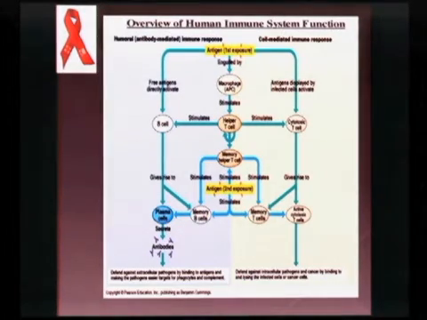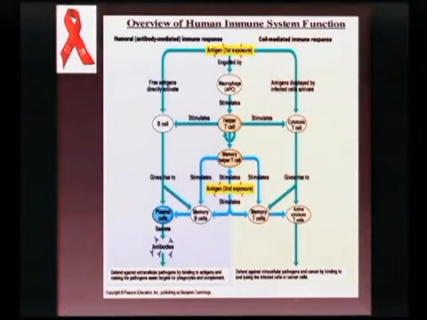On second exposure, you now stimulate the memory B cells and the memory T cells. So if your antibodies are produced, they are the ones which will defend against the extracellular pathogens. Now, what happens when you have HIV? The HIV targets the CD4.